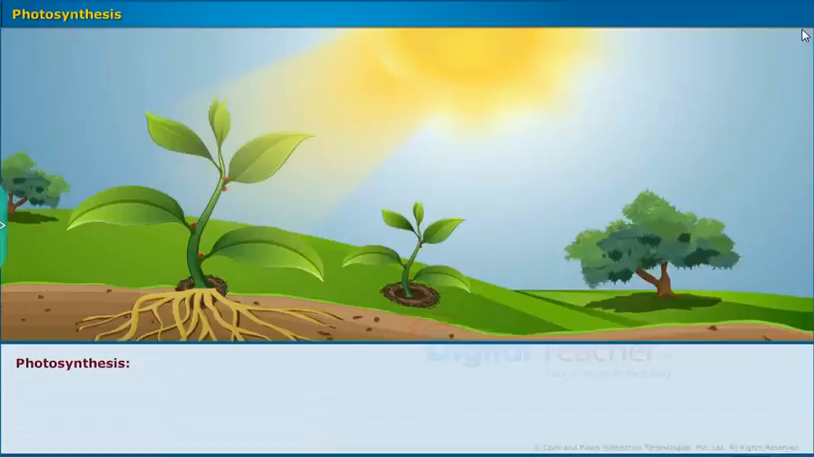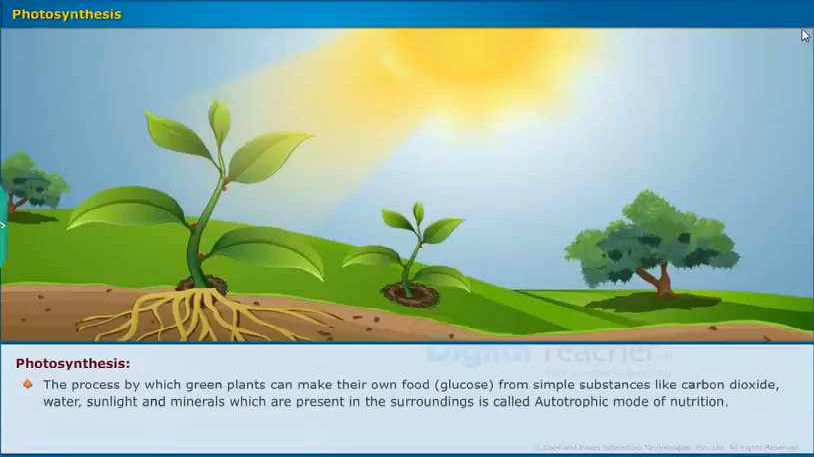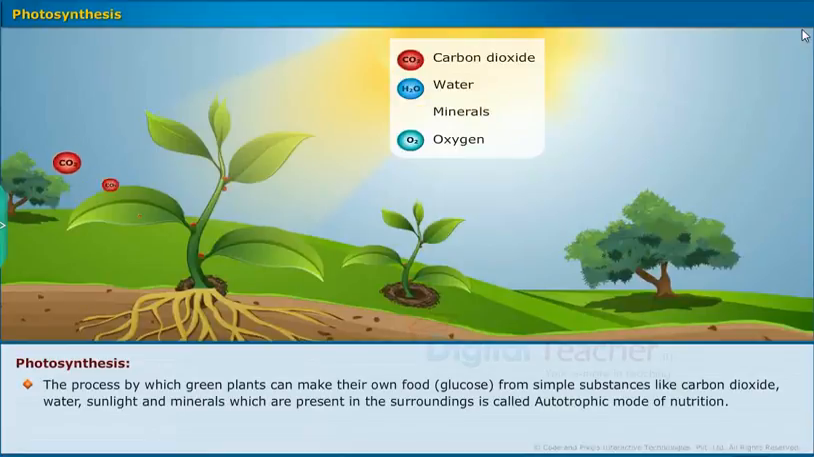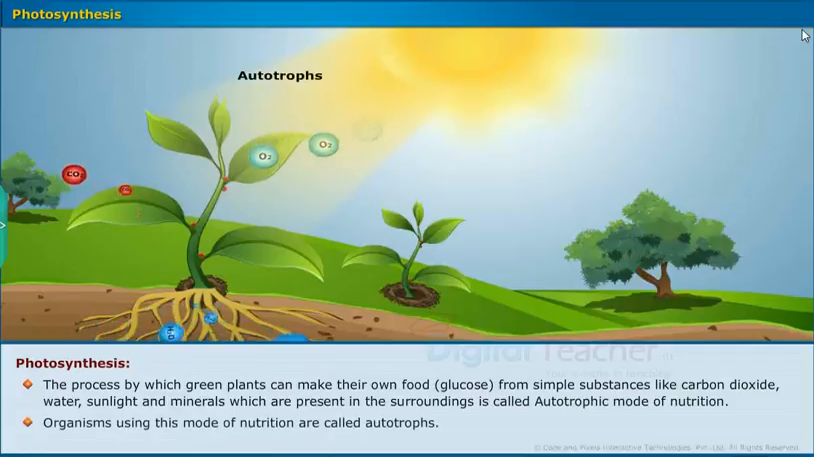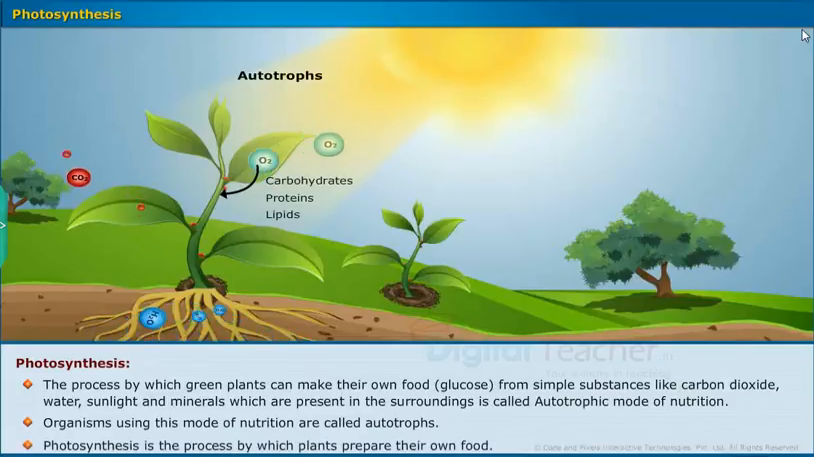Now, let us learn about the process of photosynthesis. The process by which green plants can make their own food, glucose, from simple substances like carbon dioxide, water, sunlight, and minerals which are present in the surroundings, is called autotrophic mode of nutrition. Organisms using this mode of nutrition are called autotrophs. Photosynthesis is the process by which plants prepare their own food.